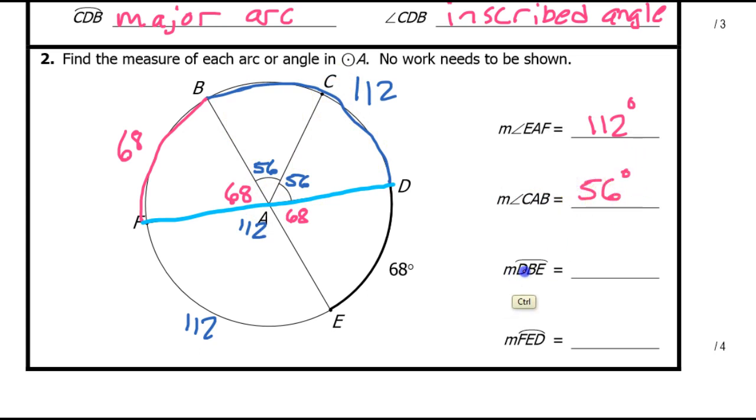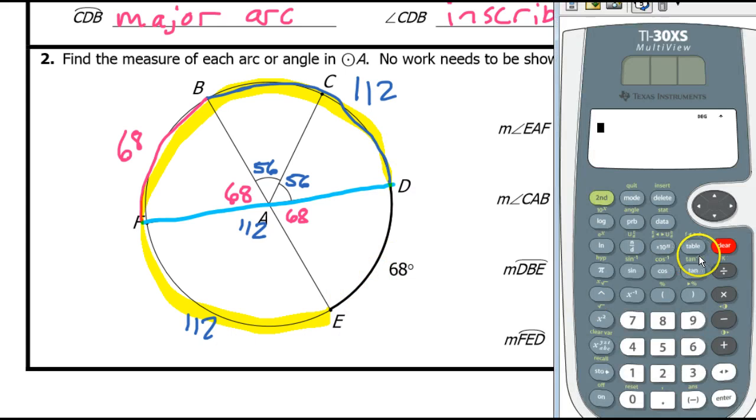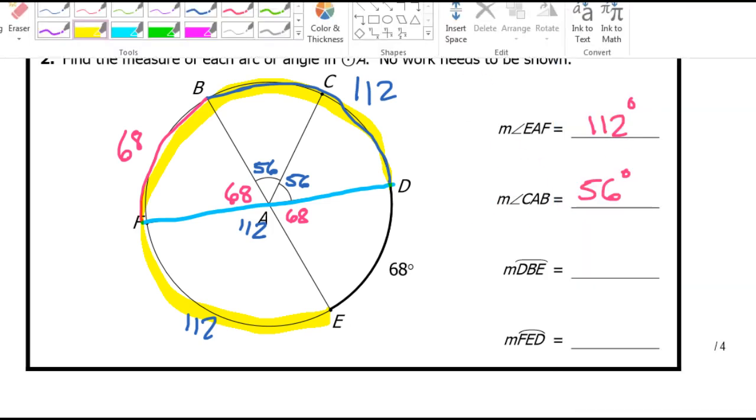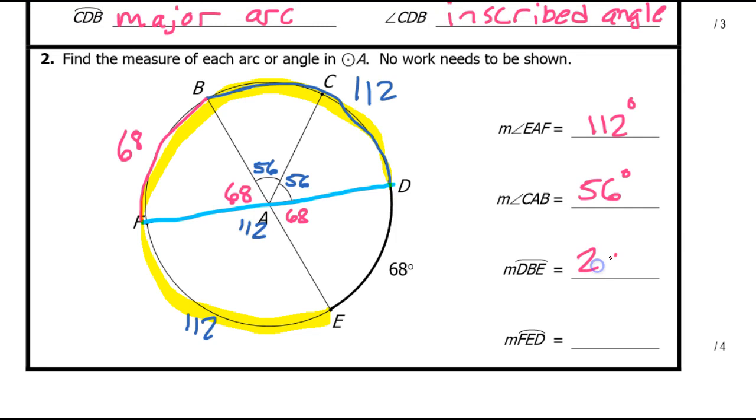The measure of arc DBE. DBE is this giant arc that goes all the way around like this. So that's everything except for 68. So probably the quickest thing to do would be to start with 360 and just subtract the missing 68. So 292 degrees is what we're looking at.